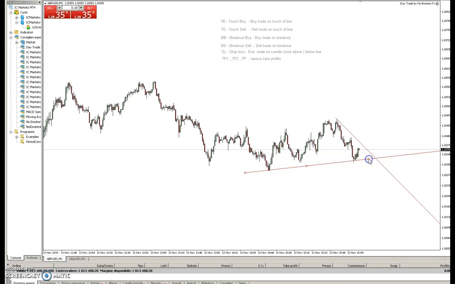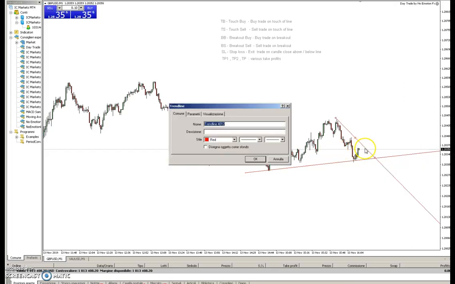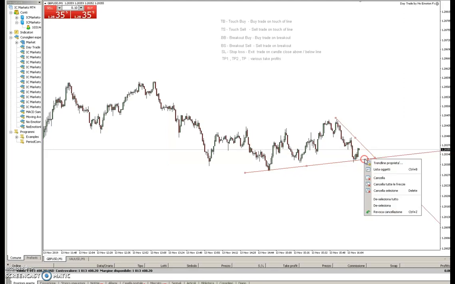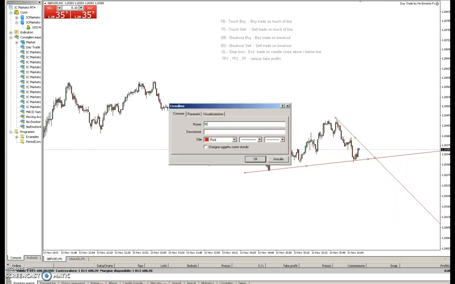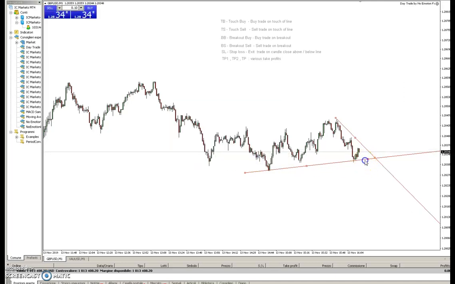I want to test how the touch function works. Touch of trend line, test of trend line. So what I'll do, I will say I want to sell on touch of this trend line, so I will name it TS, and I will name it touch buy, because I want price to buy on touch of the trend line which is below the price.